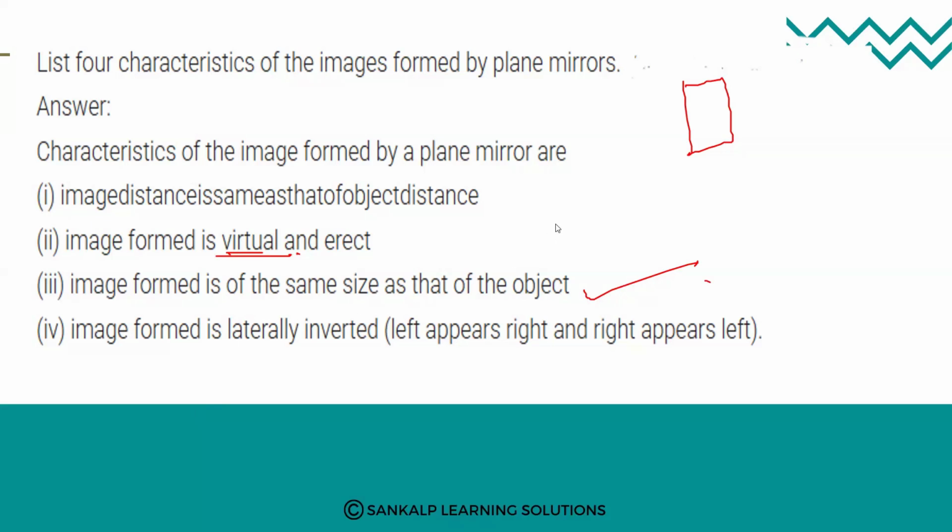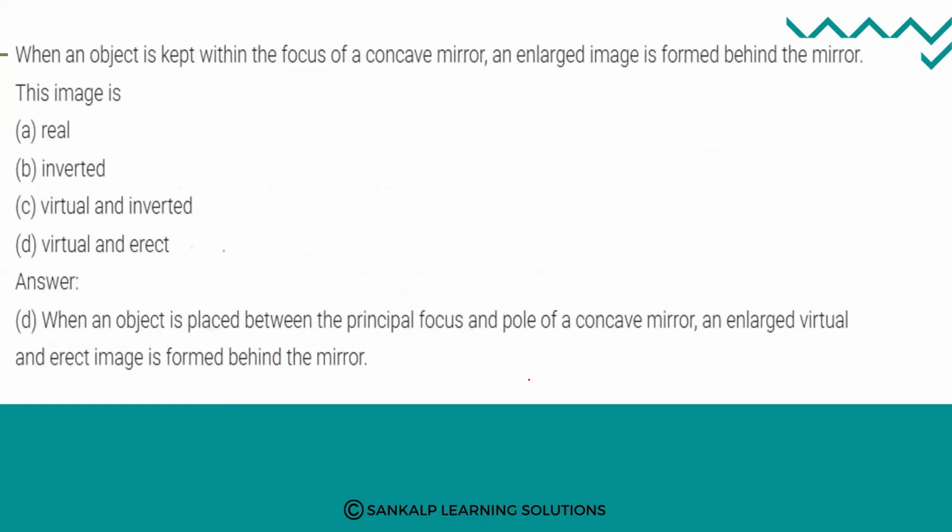So this question can be asked for 2 marks: list 4 characteristics of the images formed by a plane mirror. What do you mean by lateral inversion? Lateral inversion means left appears right and right appears left. If you raise your left hand, it looks like the right hand is raised, and if you raise your right hand, it looks like the left hand is raised. That is called lateral inversion.